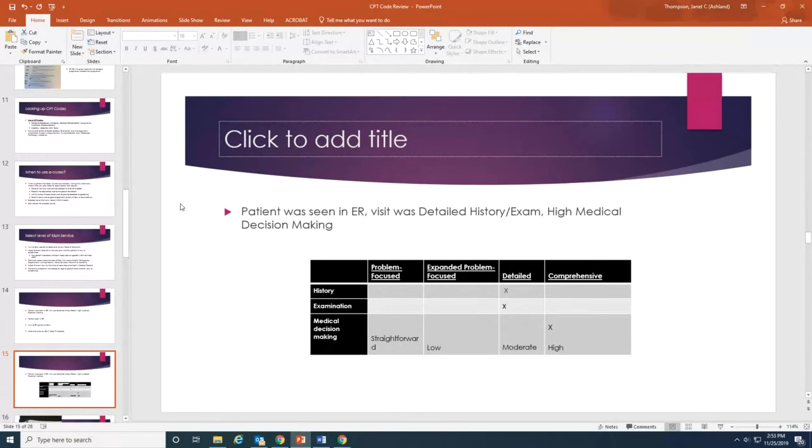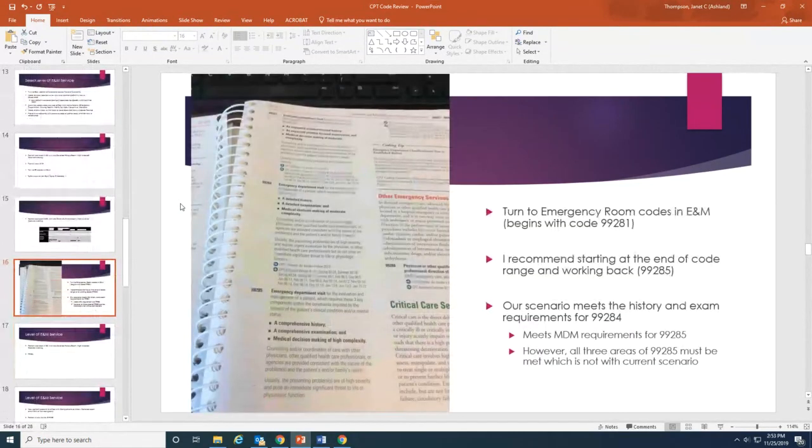History and exam is detailed. We had a high level of medical decision making. So what we're going to do is go to emergency department codes in the E&M book. This starts at code 99281. If you want to look this up in the book, I usually recommend starting at the back of the code range, working back, so starting at 99285, because I want to try to get the highest level of visit, because 99285 is reimbursed differently than 99281. It gets a lot more reimbursement.